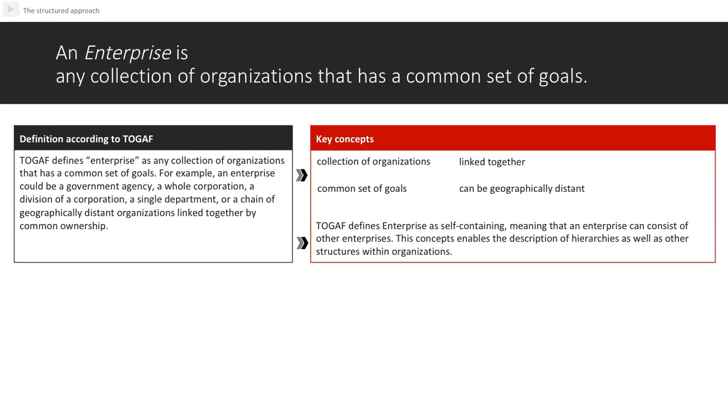A sustainable understanding of the concept of enterprise architecture does not only require a fundamental understanding of architecture, but also an understanding of the concept of an enterprise. Relevant technical literature, such as TOGAF, provides the following definition. TOGAF defines enterprise as any collection of organizations that has a common set of goals. For example, an enterprise could be a government agency, a whole corporation, a division of a corporation, a single department, or a chain of geographically distant organizations linked together by common ownership.